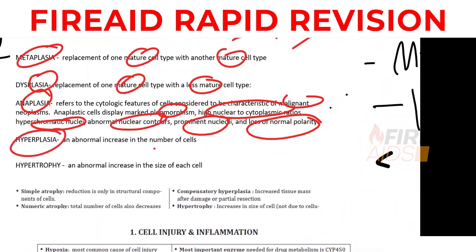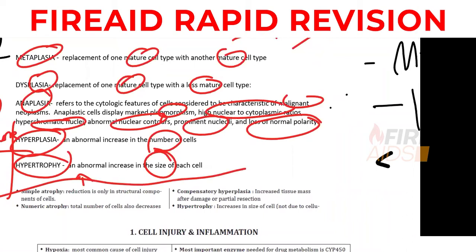Hyperplasia means abnormal increase in number of cells, whereas hypertrophy is abnormal increase in size of cell. So if you see the DNA content along with the normal cell, in hyperplasia it's going to be the same. In a normal cell it's going to be of less size, less content, DNA content is going to be less, whereas in a hypertrophic cell there is more DNA content. Okay, so that's it about this topic.